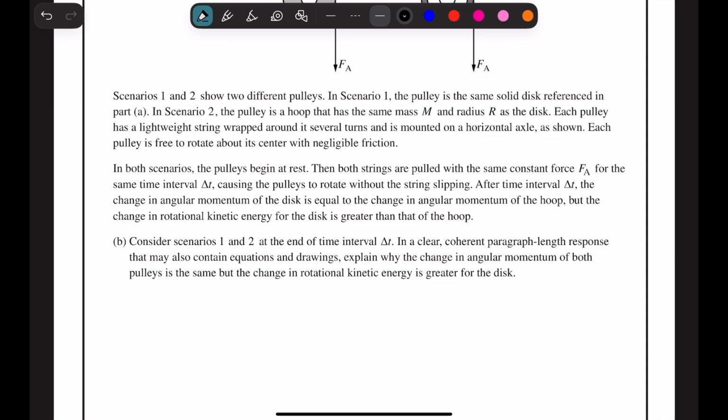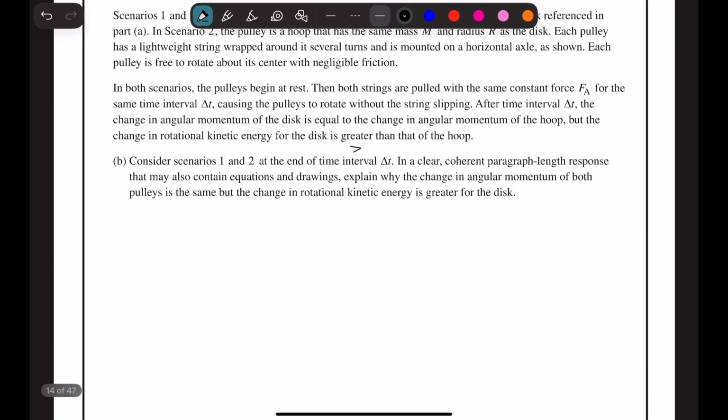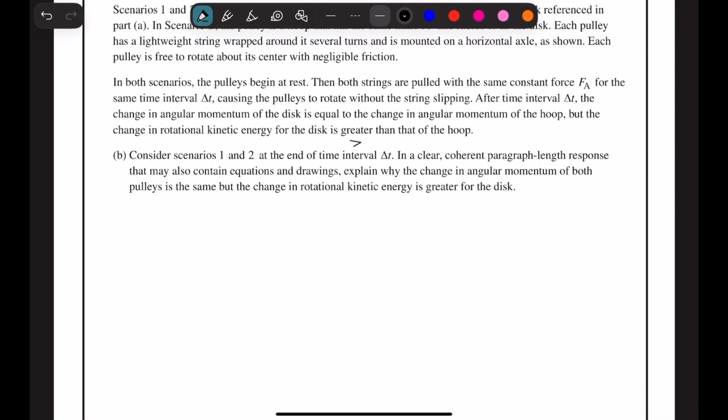After the time interval delta t, the change in angular momentum of the disk is equal to the change in angular momentum of the hoop, but the change in rotational energy for the disk is going to be greater than that of the hoop. So, consider scenarios 1 and 2 at the end of the time interval delta t. In a clear, coherent paragraph length response that may also contain equations and drawings, explain why the change in angular momentum of both pulleys is the same, but the change in rotational kinetic energy is greater for the disk. So, even though the change in angular momentum for both of the pulleys is the same, the change in the rotational kinetic energy is greater for the disk.